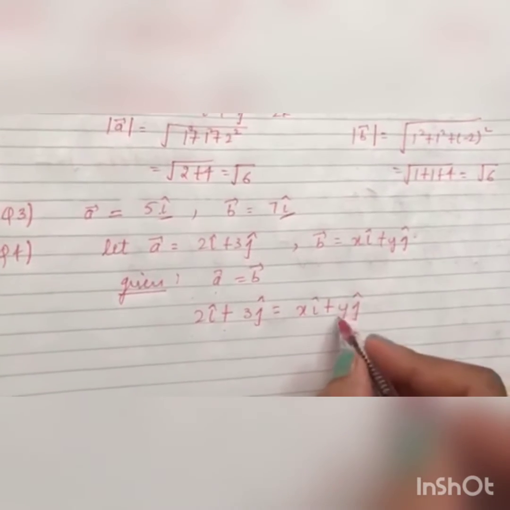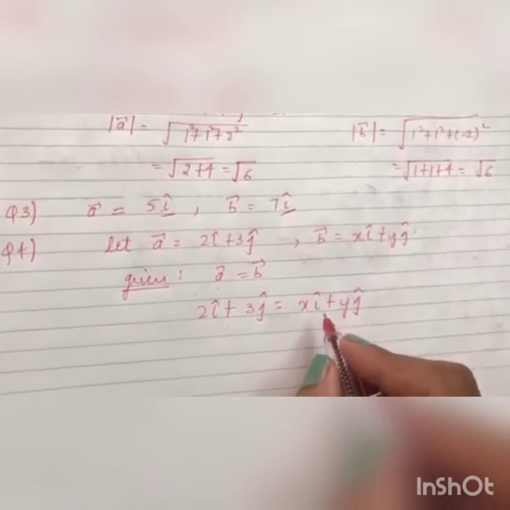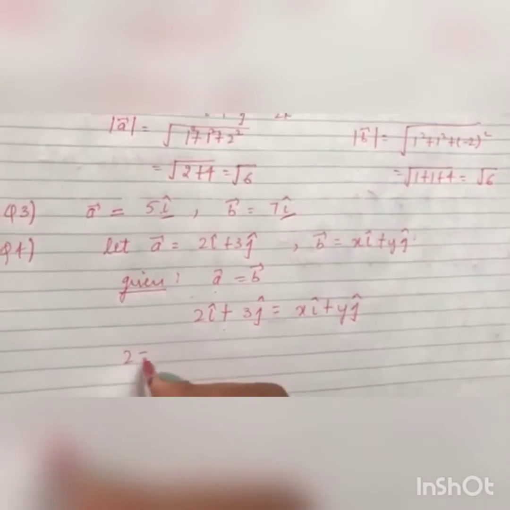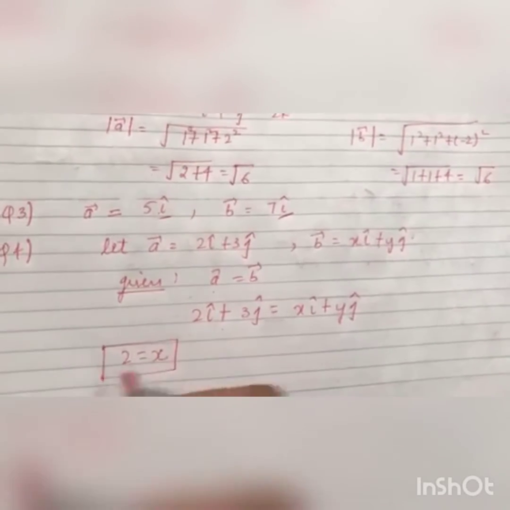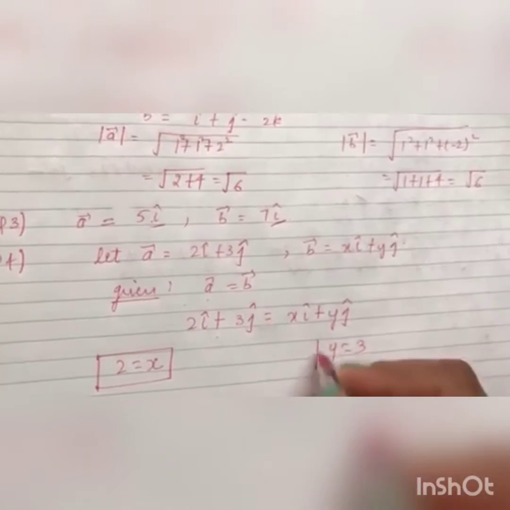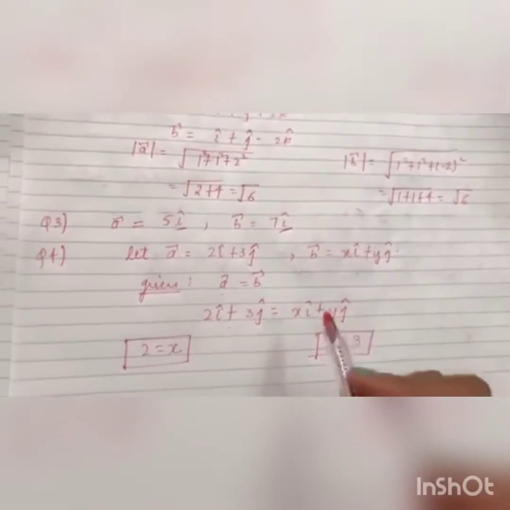Now if two vectors are equal, that means the like terms on both the sides are equal. So first of all, comparing coefficients of i cap, x is equal to 2. Then comparing the coefficients of j cap, y is equal to 3. So x is equal to 2 and y is equal to 3 is the required value. Okay, next is question number 5.